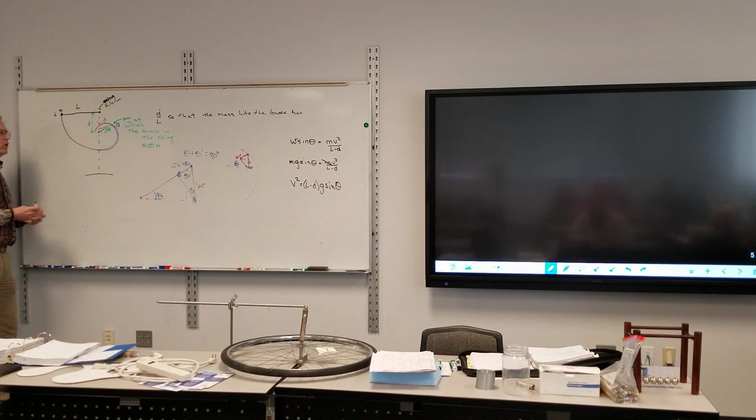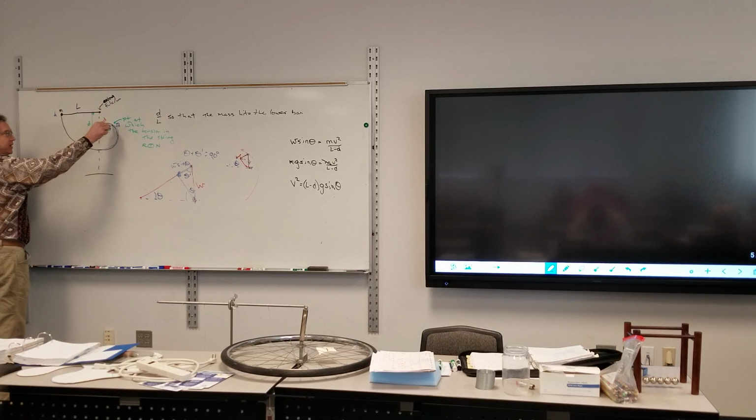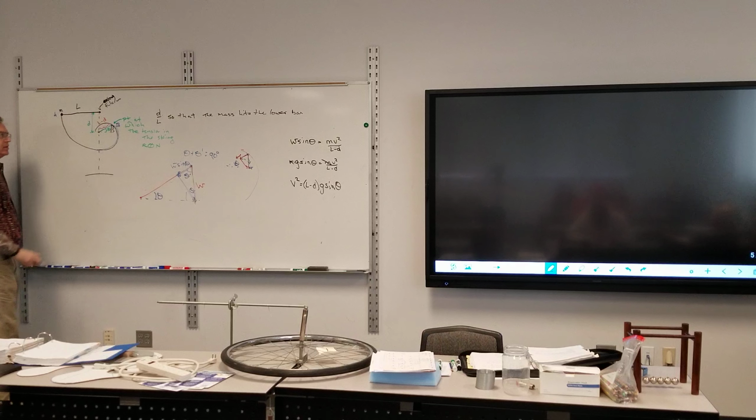I also know one other thing here. If I know this is L minus D, I can figure out what this length here is. Looking at that triangle again, I know that angle is theta and the hypotenuse is L minus D. I need to figure that out. So what is that?